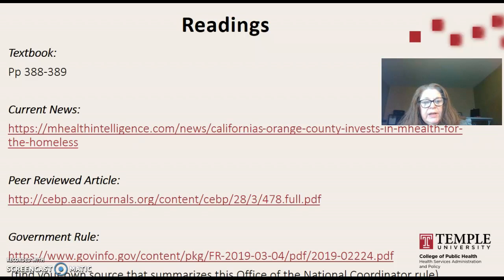Please be sure to read these pages in your textbook, this current news article, this peer-reviewed article, and please find a source that will summarize this new government proposed rule from the Office of the National Coordinator.